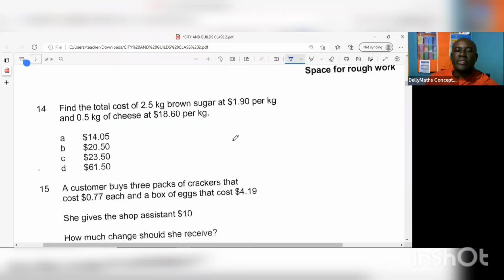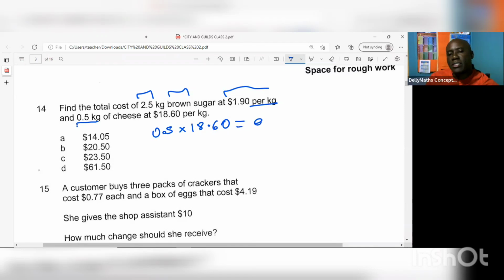Find the total cost of 2.5 kilograms of brown sugar and 0.5 kilograms of cheese, costing that. So we're going to multiply 0.5 times 18.6. This is half of this, so this is $9.30. And then 2.5 kilograms, so you want to work out $1.90 times 2.5.